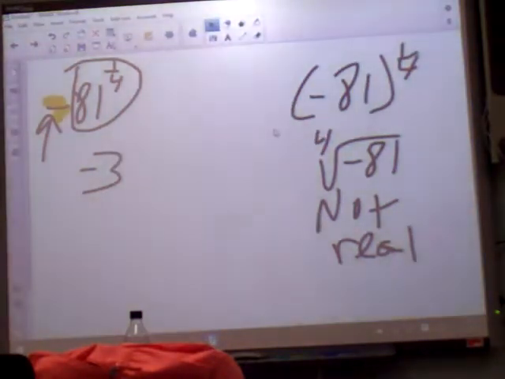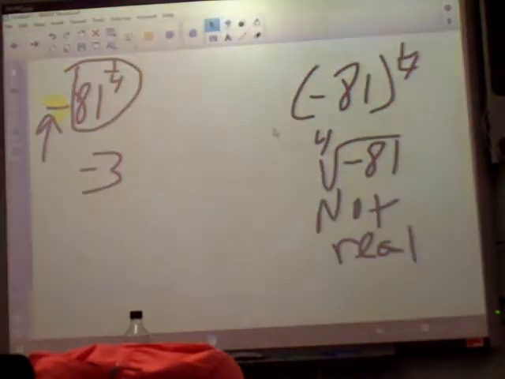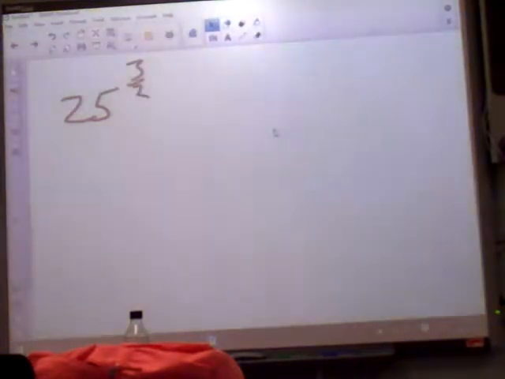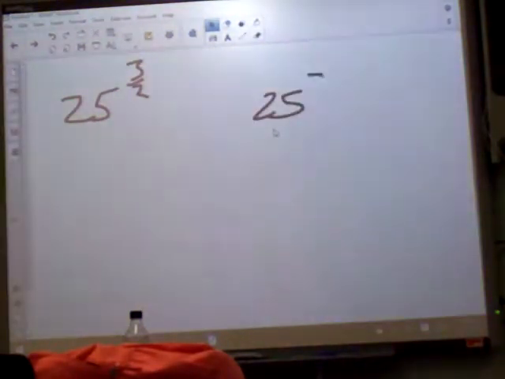Alright, now all those so far have had a power of 1. The numerator was a 1, so let's change that up some. Let's look here at 25 to the 3/2 power. If you're typing it in your calculator, that's fine. Go ahead and do that. Power, I got 25 to the 3rd. Root is a square root.